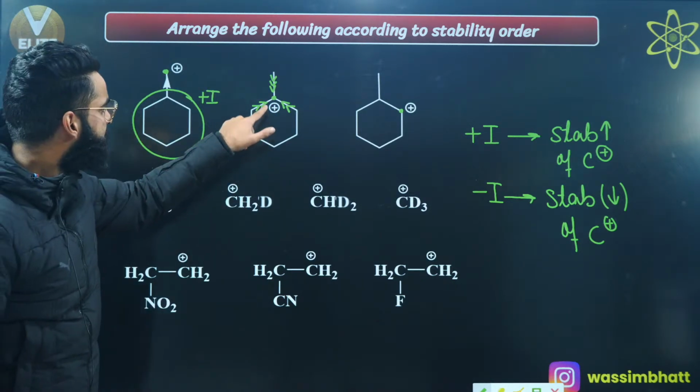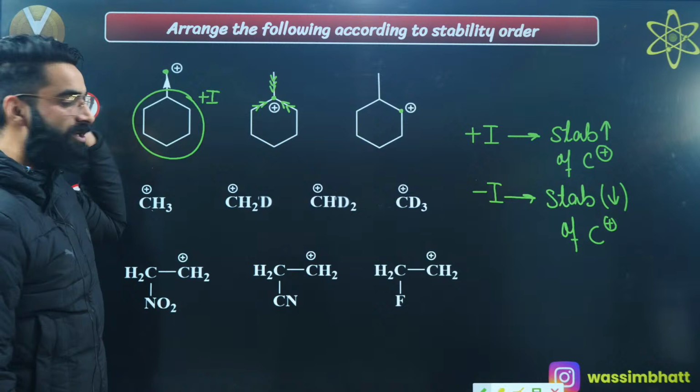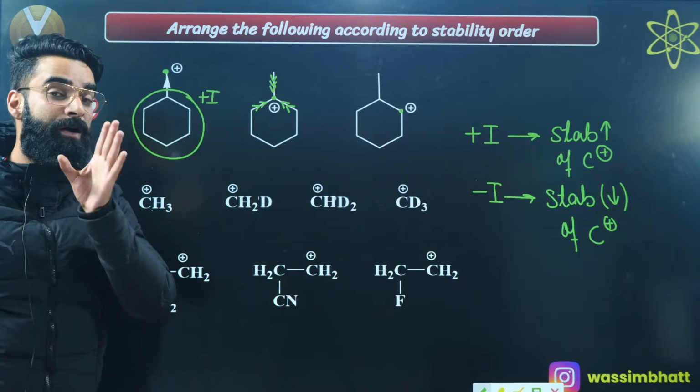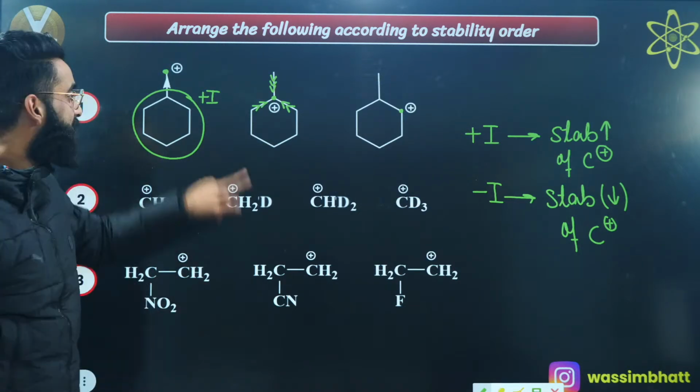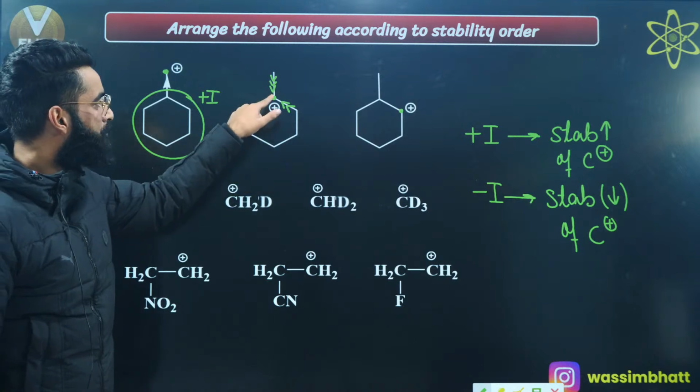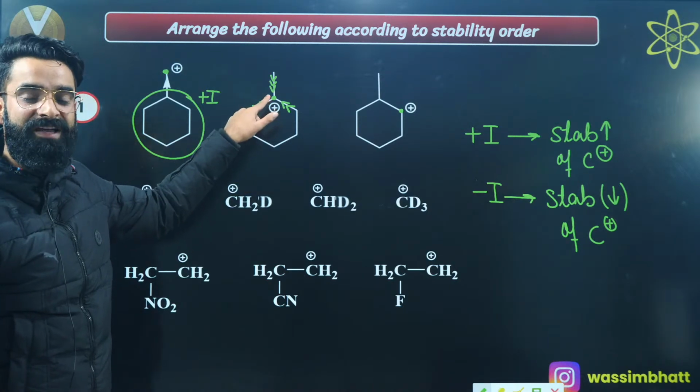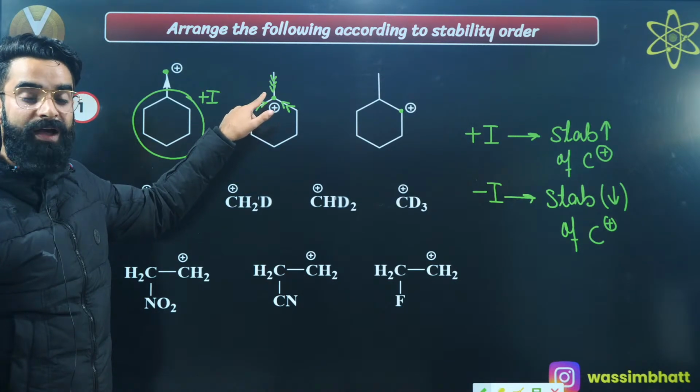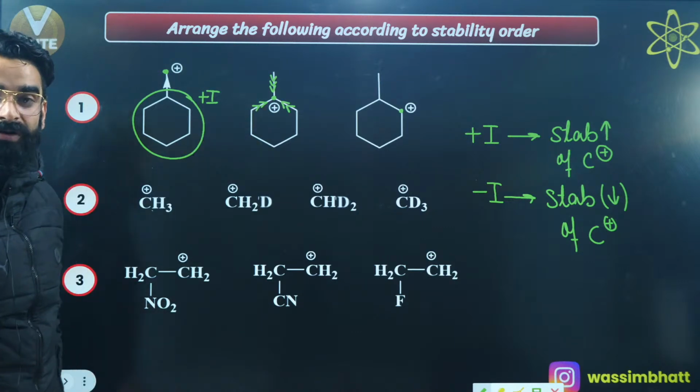So if I compare the positive charge on this carbon and positive charge on this carbon, where is the magnitude of positive charge going to be less among these two carbons? I'll say magnitude of positive charge is going to be less in this carbon, right? Okay, and wherever charge is less, stability is more, right?